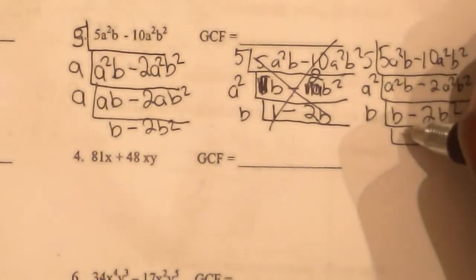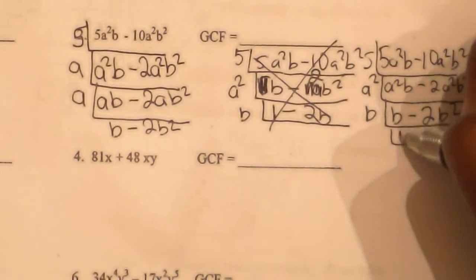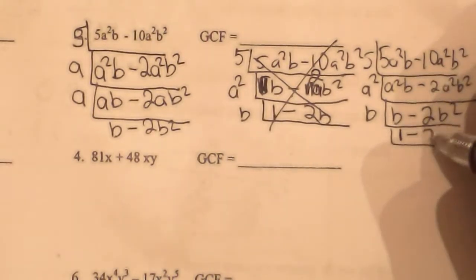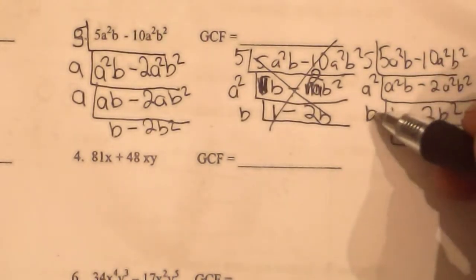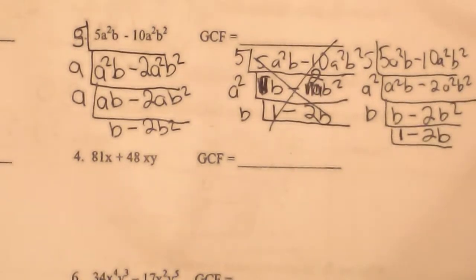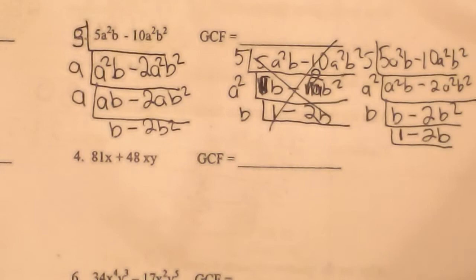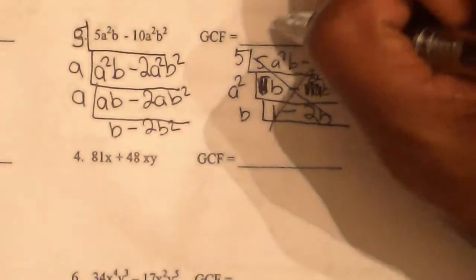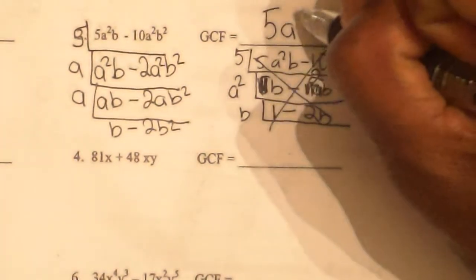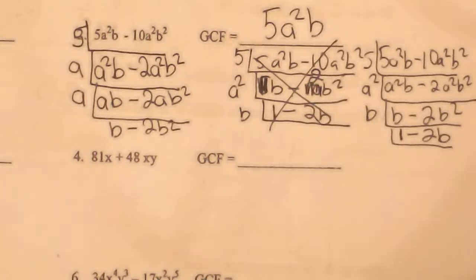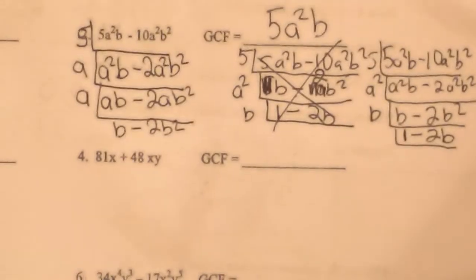So b divided by b, of course that'd be b to the 0, so it'd be 1 minus 2, and we have b squared. We take out 1b, and we'll be left with a 1b right there. There's nothing that 1 and negative 2b have in common, so when you look on the outside, you should have got 5a squared b. Everybody got it? All right.